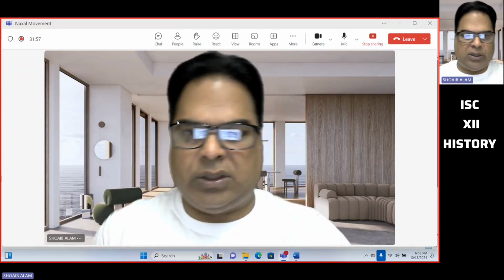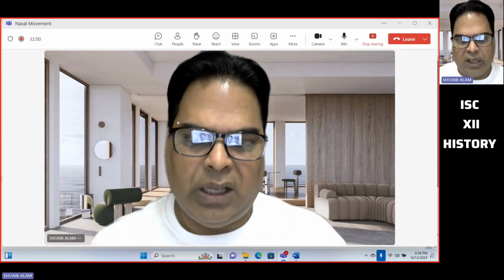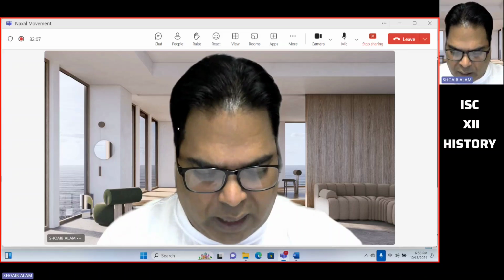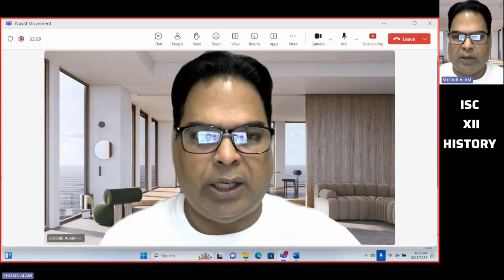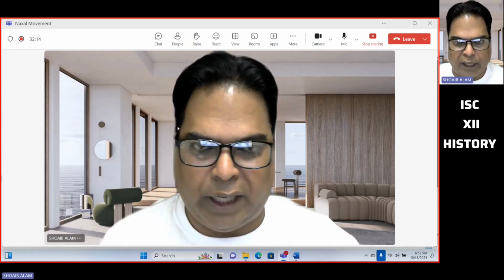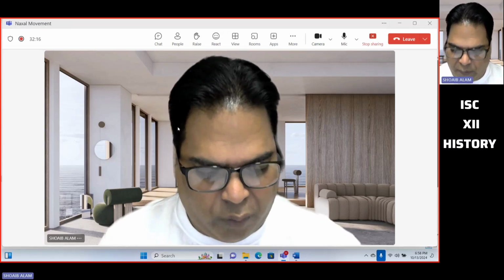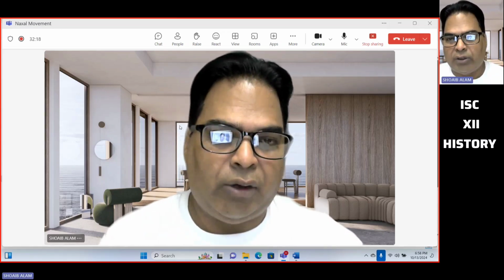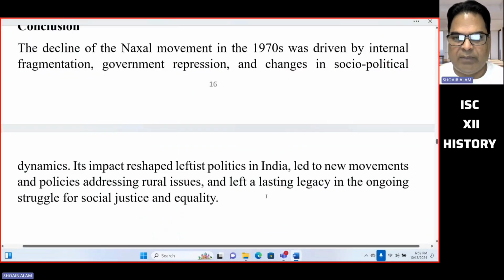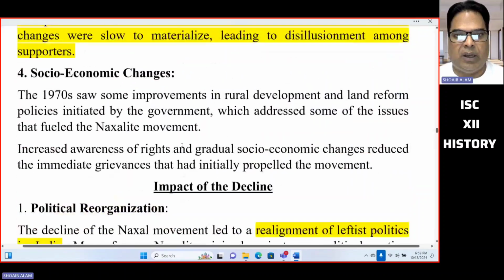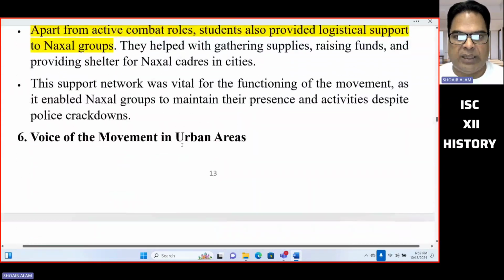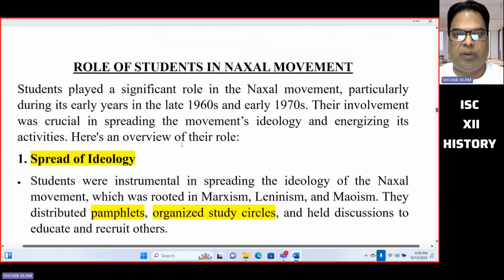So we discussed the rise of the Naxal movement, Charu Majumdar and Kanu Sanyal. Role of Charu Majumdar: he was one of the important leaders of the Naxal movement. He was from Bengal. He wrote a number of monographs, known as the historic Eight Documents, which became the ideology for the Naxal movement. He was very much instrumental in bringing the Naxal ideology into the minds of all the youths.